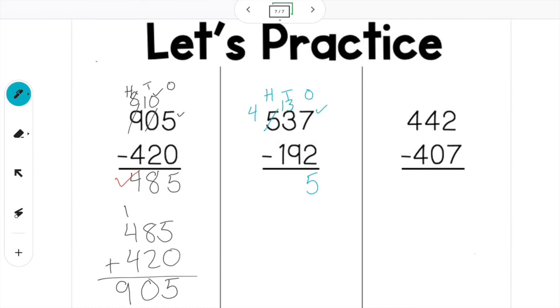So now in the tens place, my biggest number is located at the top, so I can go ahead and subtract on through. 13 minus 9 is going to be 4. And then over here, I have 4 minus 1, which equals 3. So my answer for this question is going to be 345. So again, I can go ahead and add to check. So I'm going to start with 345 plus 192. And when I add this up, it should equal 537.